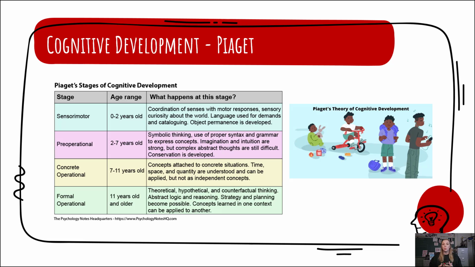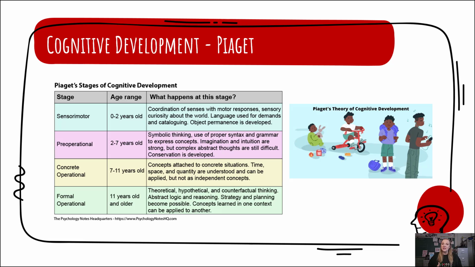Object permanence is when an item or a person is outside of our physical view, so underneath a blanket or around a corner. If the baby does not have object permanence, that item or that person goes away. If you can't see it, it does not exist. By around the age of 9 months, babies start to realize, oh, okay, I need to look for that item around the corner or under the blanket.